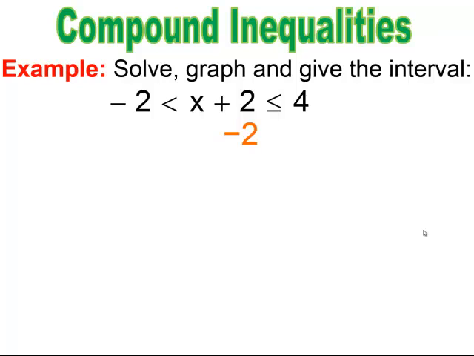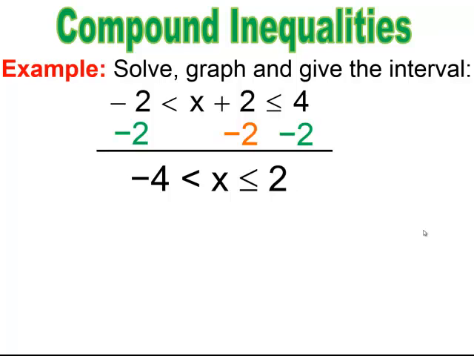Now be really careful here, because when you are isolating the variable in the middle, whatever you do to isolate it, you have to make sure you do to both ends of the inequality symbol. So in this case, when I isolate the x in the middle of the inequality symbols, I'm subtracting 2. I need to make sure I subtract 2 from the -2 and the +4. So my solution in this case, I will end up with -4 is less than x, which is less than or equal to 2.